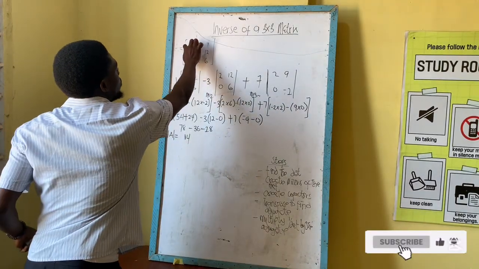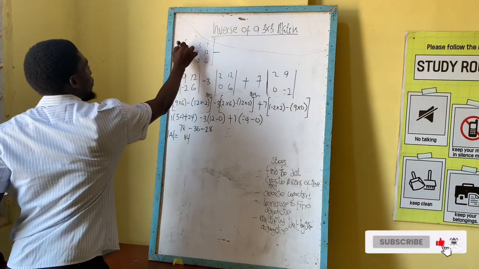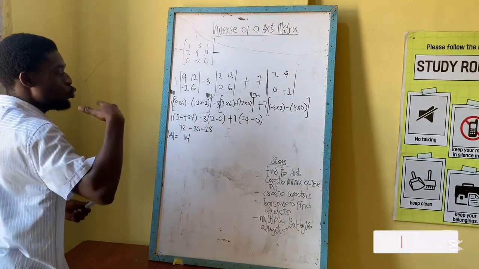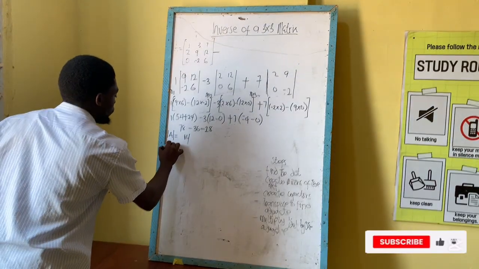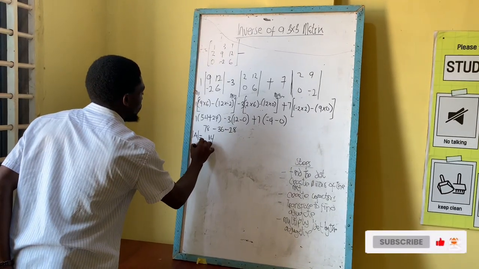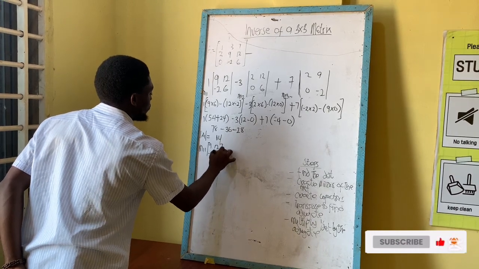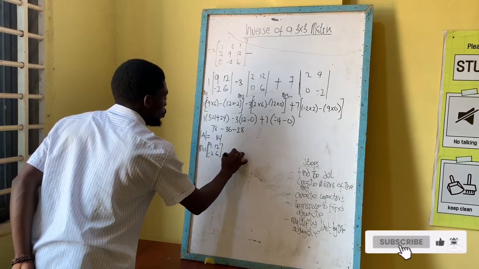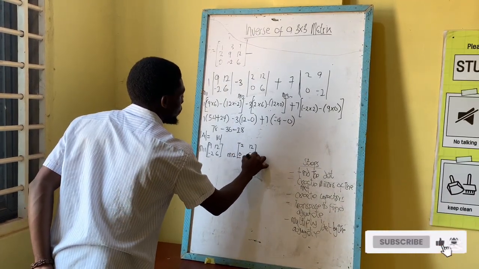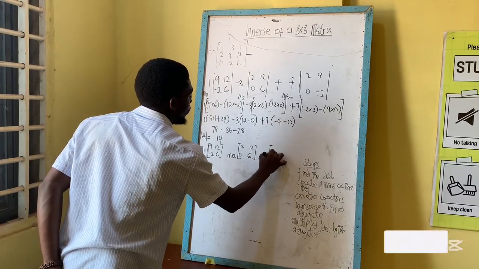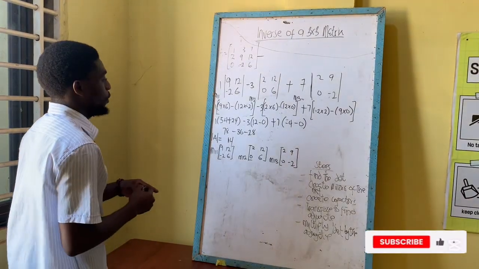Now we move to the second row, which is 2, 9, 6. So here you are going to mentally delete the second row and the first column to create your minor 2,1. So let me write the values here so that you will not be confused. We have minor 1,1, which is 9, 12, minus 2, 6. Then minor 1,2, which is 2, 12, 0, 6. Then minor 1,3, which is 2, 9, 0, 2. So this is the minors that we've created.